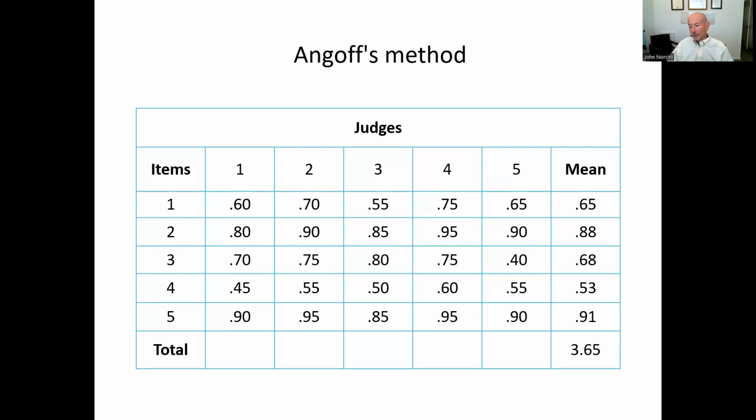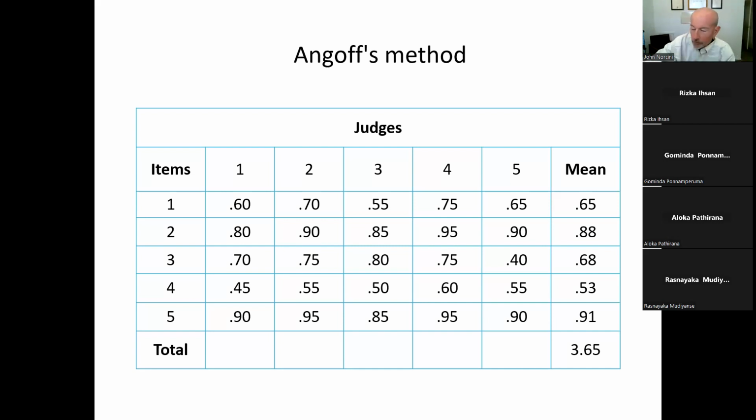John, Aloka here again. I didn't understand the rationale of saying 1, 2 would fail and 4 and 5 would pass. Is it the total score of the exam, or how did you get that figure? 3.65? Yes. So that is the mean. That is the proportion of students that the 5 judges thought would pass from the borderline group.